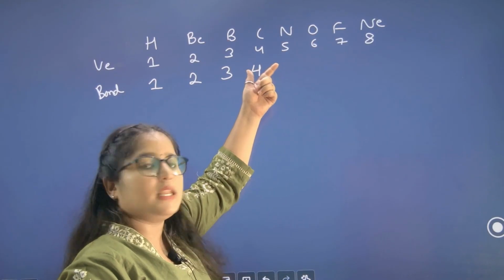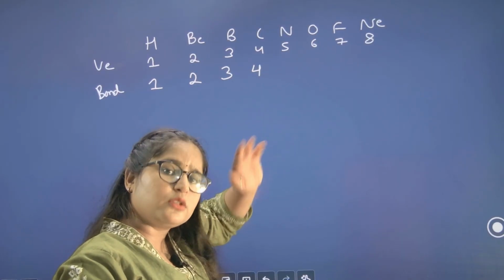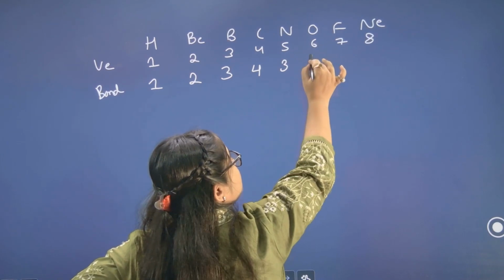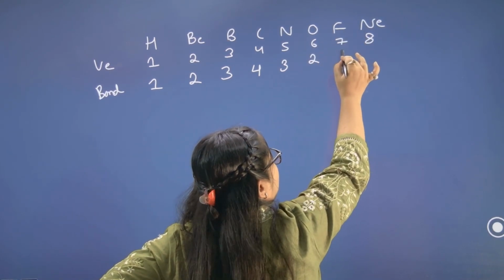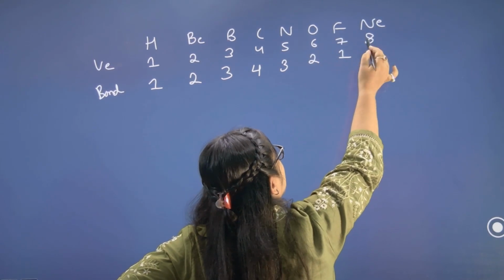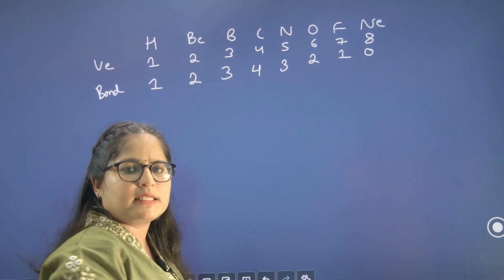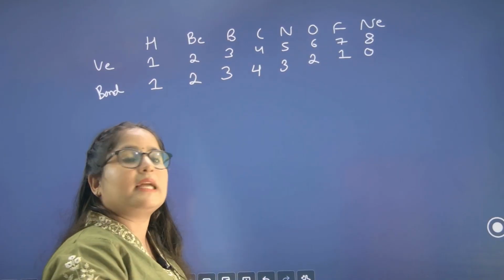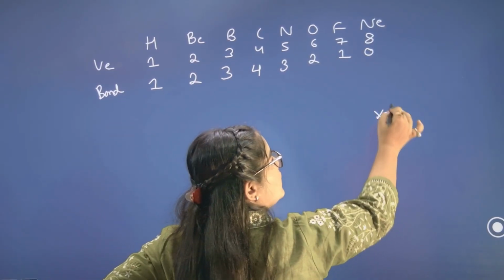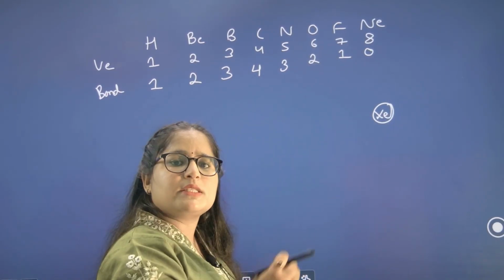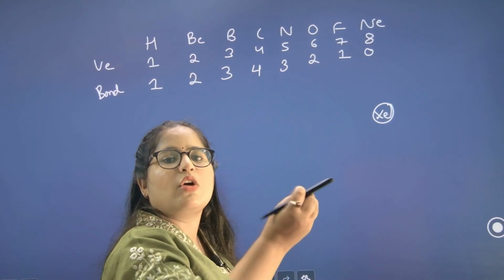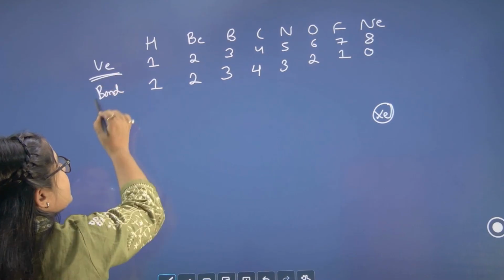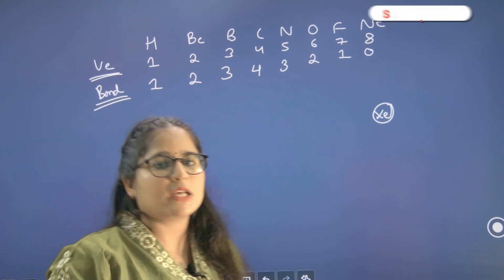Nitrogen has 5 valence electrons. How many does it need to make the octet? 3. So how many bonds will it make? 3 bonds. Here 8 minus 6, 2 bonds; 8 minus 7, 1 bond; and here 8 minus 8, 0. That's why we say these are inert gases, stable. They generally don't make bonds, but we have an exception, that is xenon. Xenon of this family makes bonds with certain highly electronegative elements like oxygen and fluorine. We will see. So what are the things you have to remember? The number of valence electrons and then the number of bonds it will make.